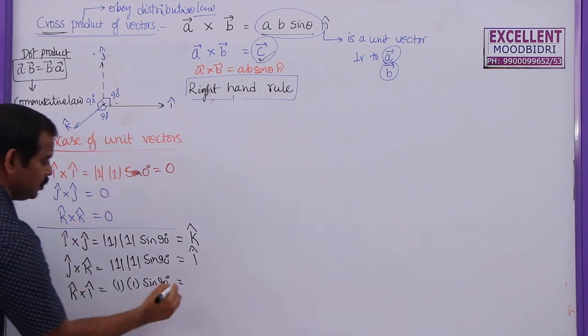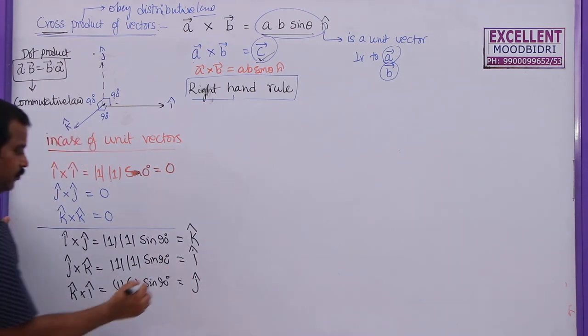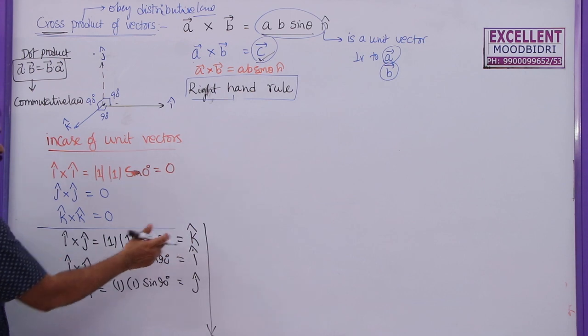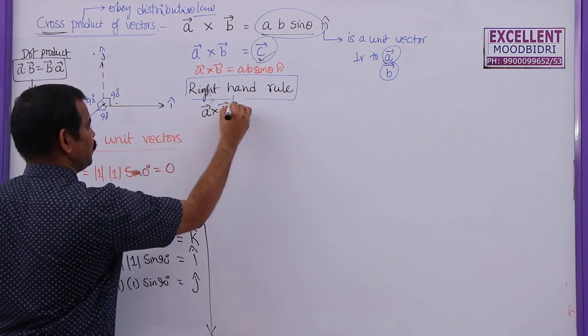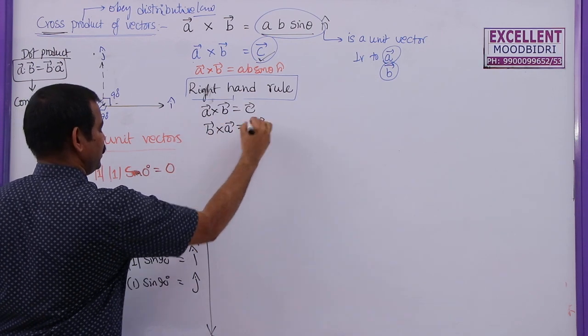By using the same thing, this will be in the direction of j cap. But we know that i cross j is k, but j cross i will be minus k. By using that concept, we know that a bar cross b bar is equal to c bar, but b bar cross a bar is equal to minus c bar.